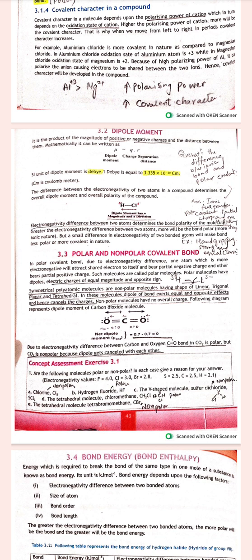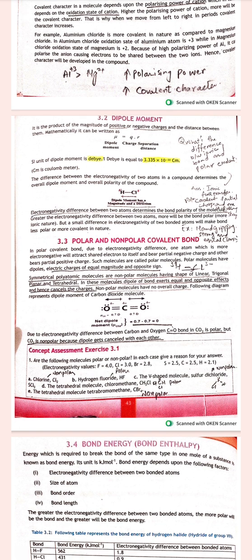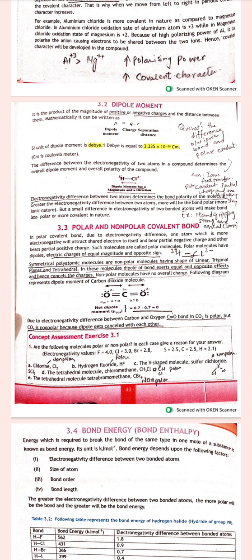When we move from left to right in a period, covalent character increases. For example, aluminum chloride is more covalent in nature than magnesium chloride, because aluminum has an oxidation state of +3 while magnesium has +2, so the electronic cloud of the aluminum chloride is more polarized. It has a high polarizing power, so it can polarize the anion, causing electrons to be shared between the two ions. Hence, covalent character develops in the compound.